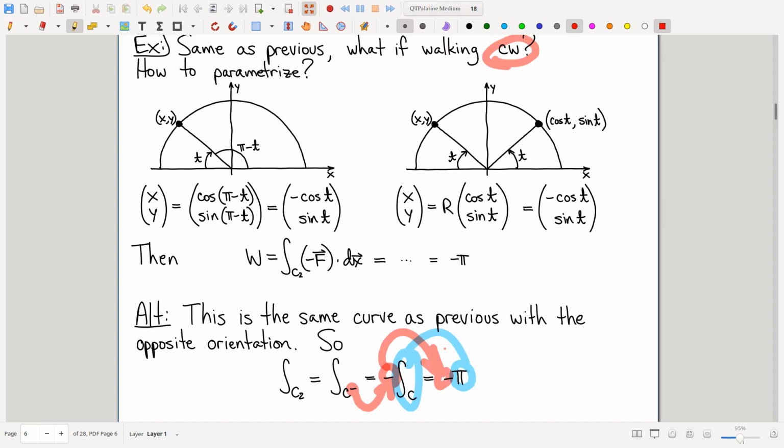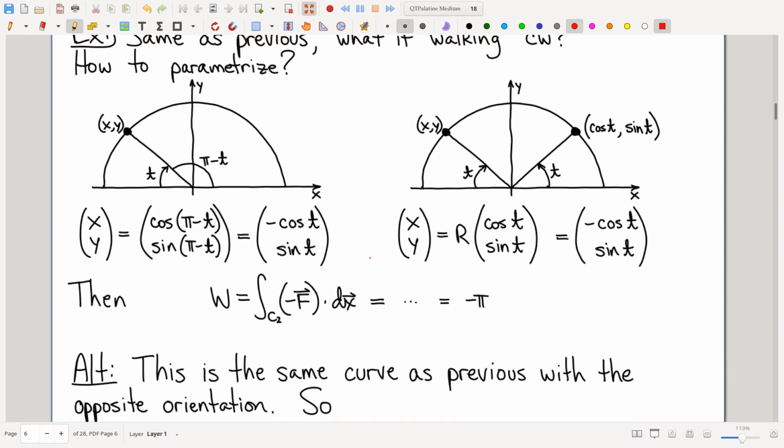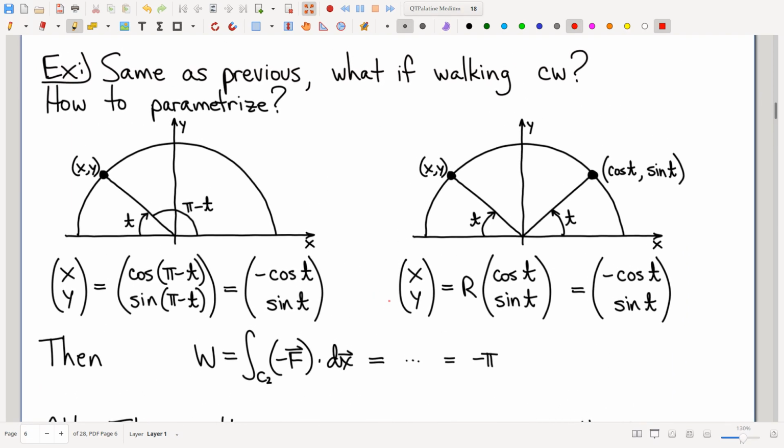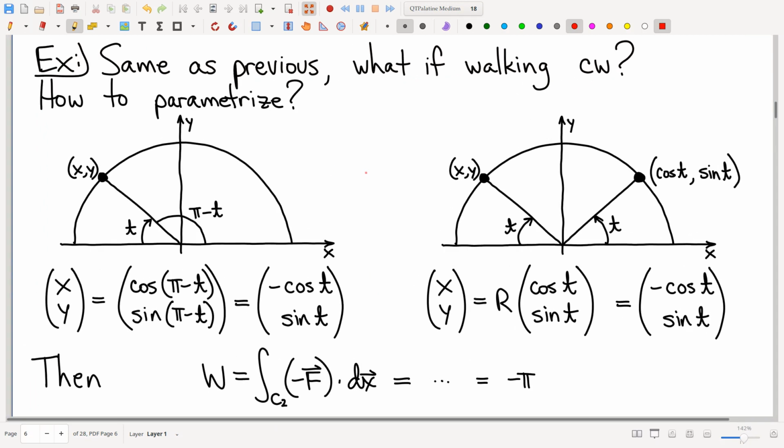Now that said, you won't always get that lucky. You won't always have already done it the other way. So I do think it's a good exercise to think through also, how would we do this sort of brute force? How would we directly compute this? And punchline, we're going to have to parameterize the curve. Keep in mind our curve here is clockwise. Right? So I want to parameterize like this. How are we going to parameterize like that?